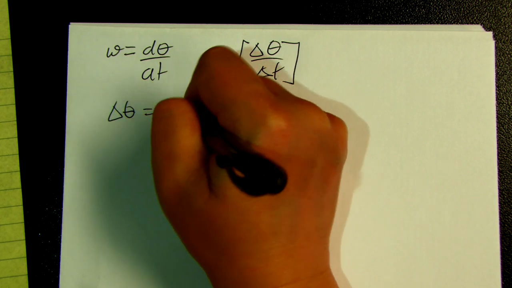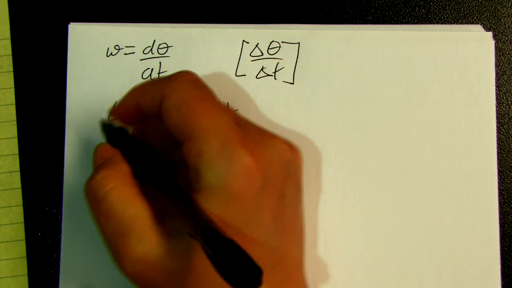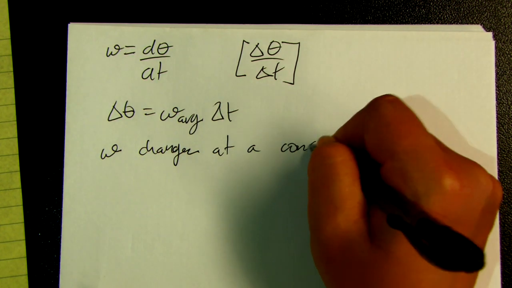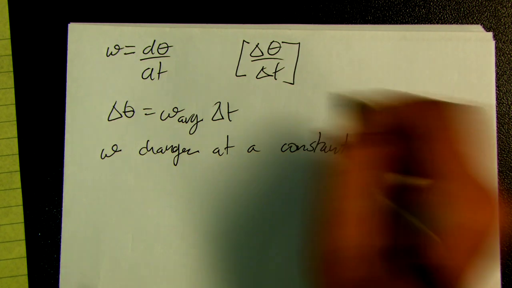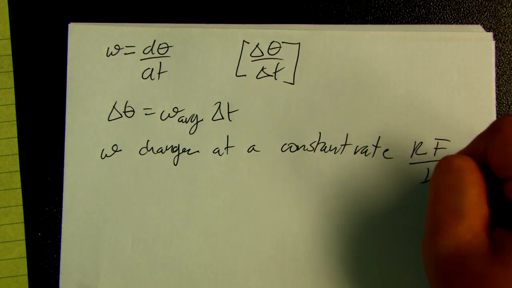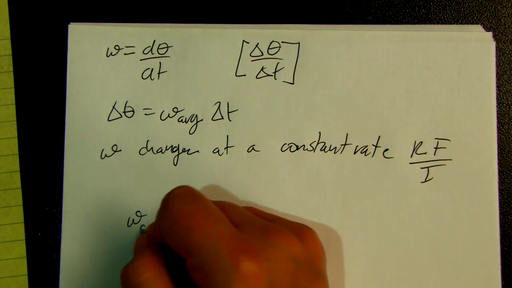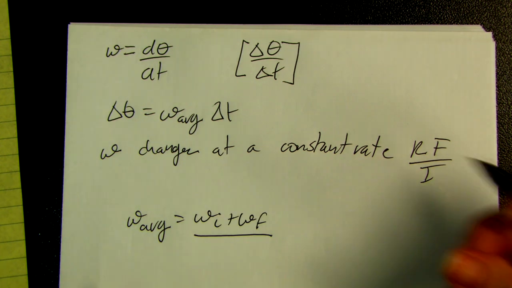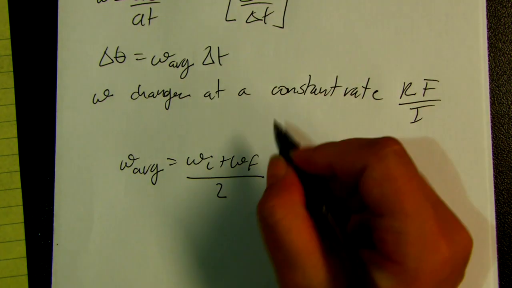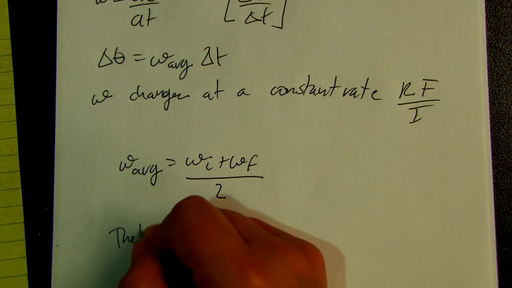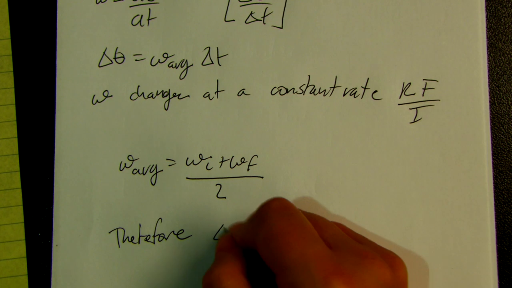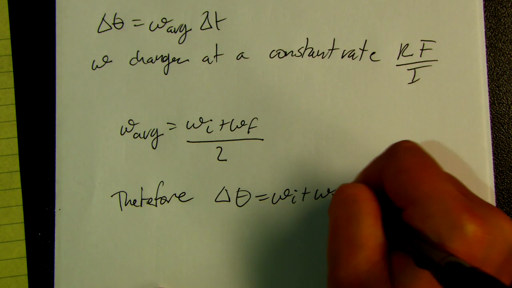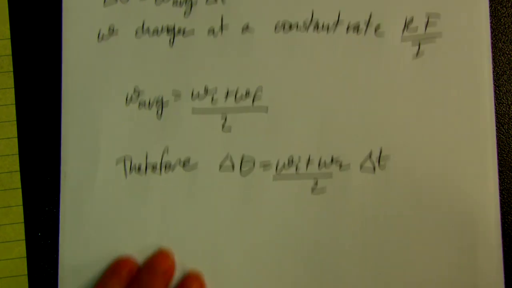Delta theta is equal to omega average times delta t. Omega changes at a constant rate, r F over I. So omega average is equal to omega I plus omega F, divided by 2. The reason we know it's a constant rate is we weren't given a changing force. Therefore, see, all the stuff we learned comes back. Delta theta is equal to omega I plus omega F over 2 times delta t.